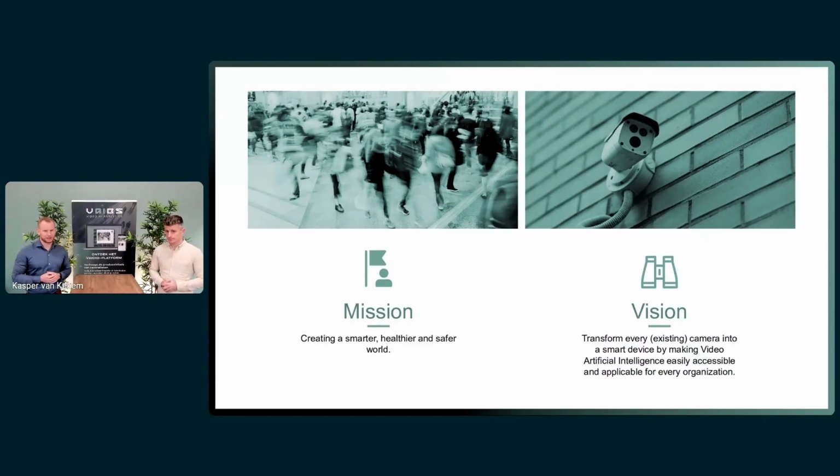All right. Who are we? As mentioned, our company is called VAIBS. We are a Dutch company located near Amsterdam. Our mission is to create a smarter, safer world by transforming any existing camera into a smarter device than it already is. So basically, we try to make current CCTV infrastructures more intelligent.